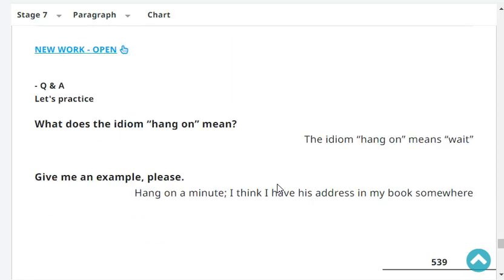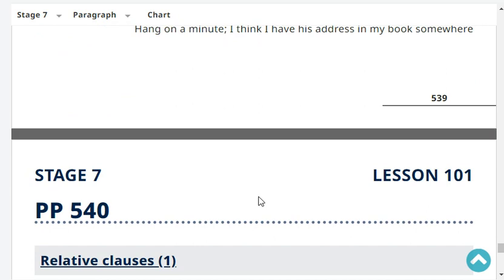Wait, what does the idiom hang on mean? The idiom hang on means wait. Give me an example, please. Hang on a minute.